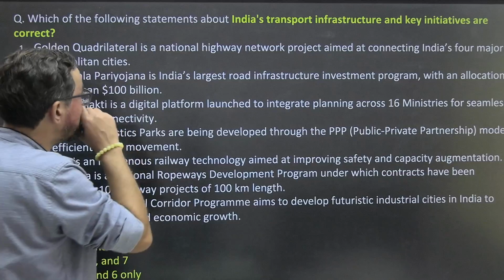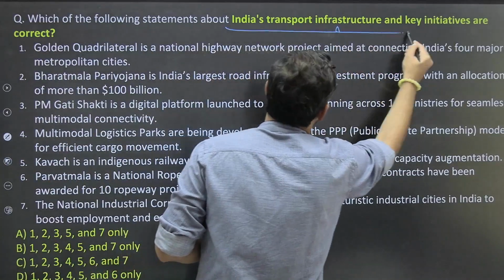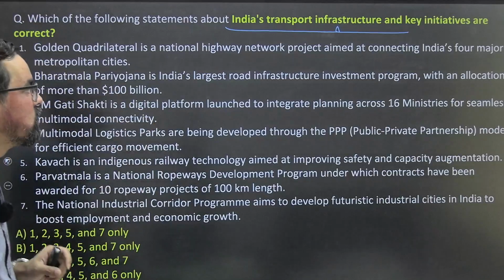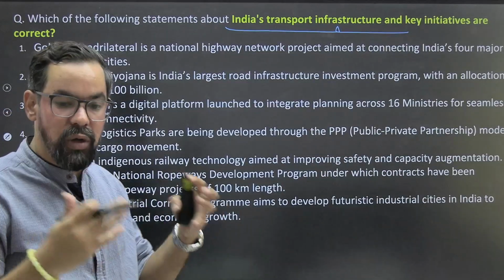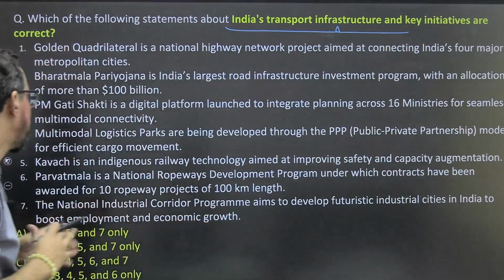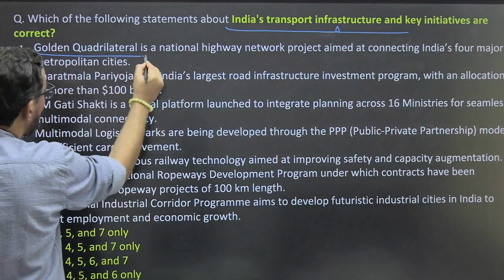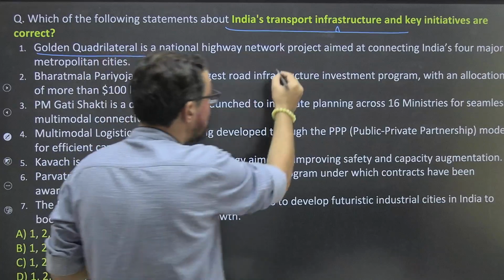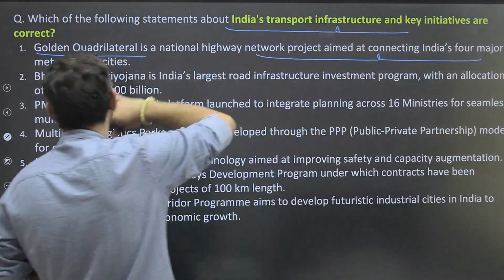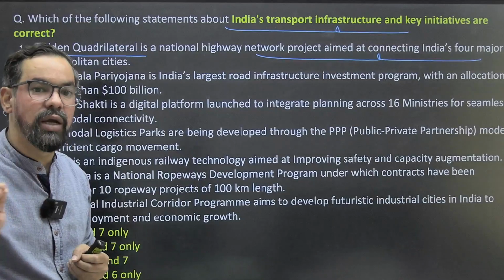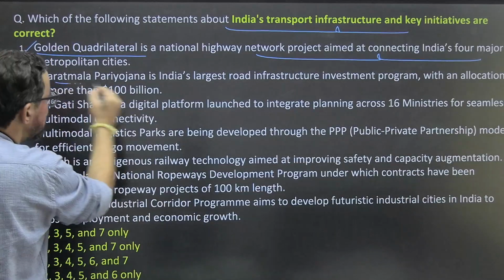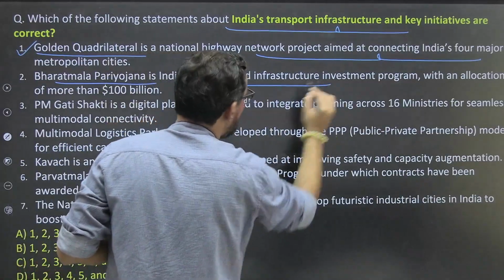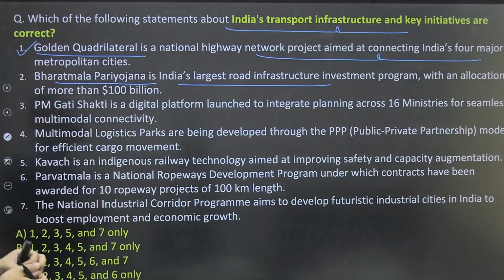Next one. Which of the following statements about India's transport infrastructure and key initiatives are correct? Okay? So it is about India's transport infrastructure, where we'll be practicing schemes, government initiatives, and their importance. The Golden Quadrilateral is a national highway network project aimed at connecting India's four major metropolitan cities: Delhi, Mumbai, Kolkata, and Chennai. Please do remember the names of these. 100% true. Bharatmala Pariyojana is India's largest road infrastructure investment program with an allocation of more than 100 billion US dollars. Again, this is also correct.